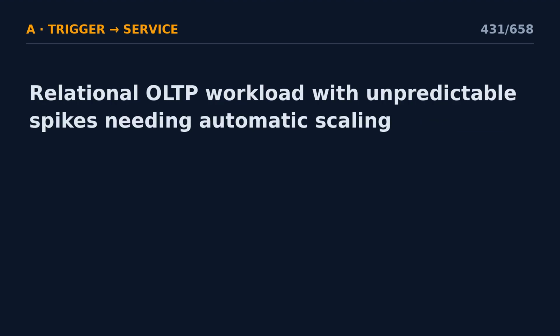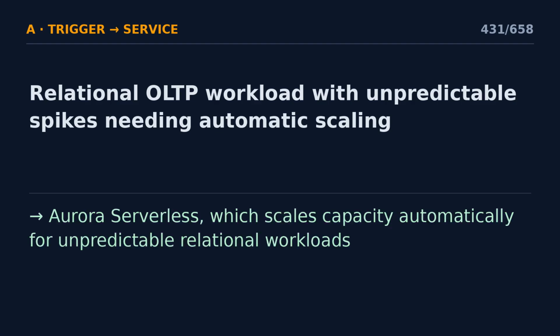Relational OLTP workload with unpredictable spikes needing automatic scaling. Answer: Aurora Serverless, which scales capacity automatically for unpredictable relational workloads.